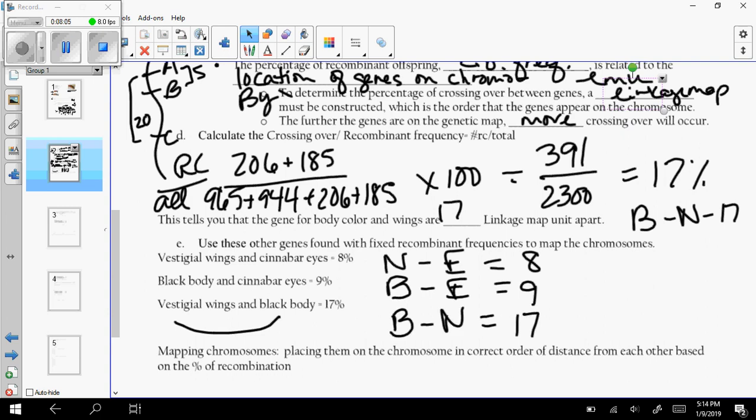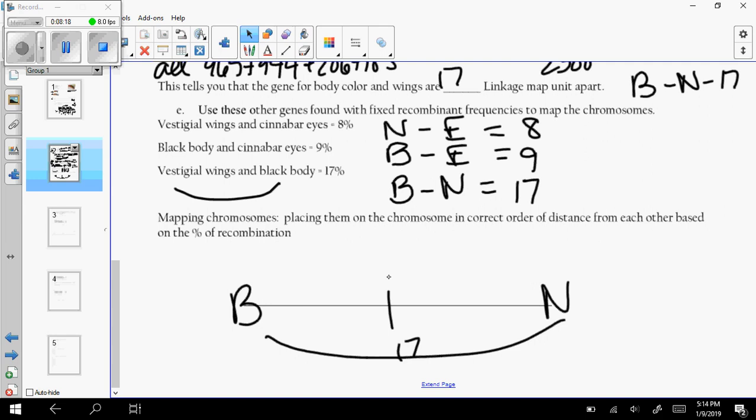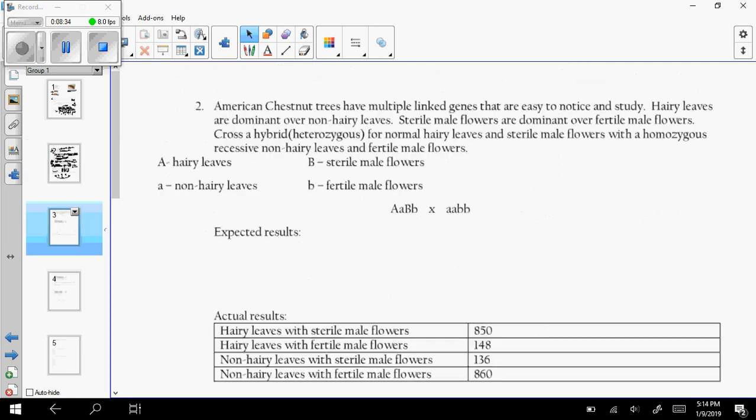So when I map the chromosomes, across here I'm going to take this 17, because that's the furthest distance apart. B and N are 17 apart, and I'm going to put my E here in the middle. 8 and 9 equals 17. So the N to the E is my 8, and the B to the E is my 9. There we go. The order of the genes would be B, then E, then N. All right, let's move on and try some more.